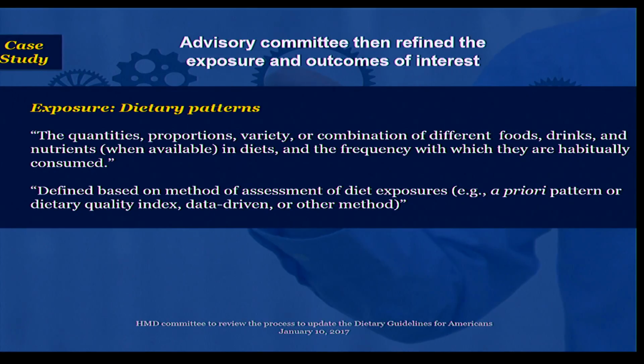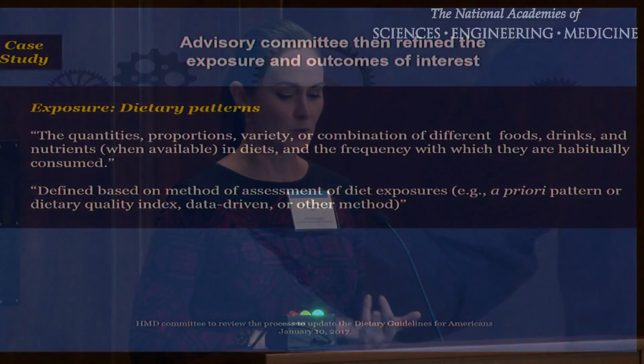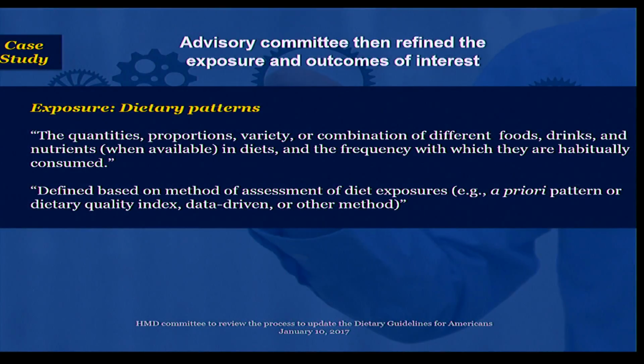And so they really refined what aspect of this are we going to look at. And they decided to focus on the definition that you see here. So they were looking at the quantities, proportions, variety, or combination of different foods, drinks, and nutrients in diets, and the frequency with which they are habitually consumed. And they further stated that this would be defined based on the method of assessment of diet exposure, whether that be an a priori pattern, data-driven, or other method.